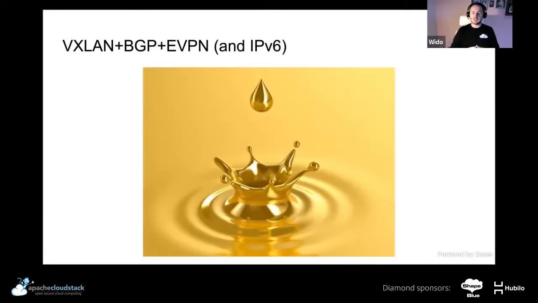We would say this is liquid gold, getting VXLAN, BGP, EVPN and IPv6 in your network. That makes it a very scalable and future-proof network to build on and to go forward with.